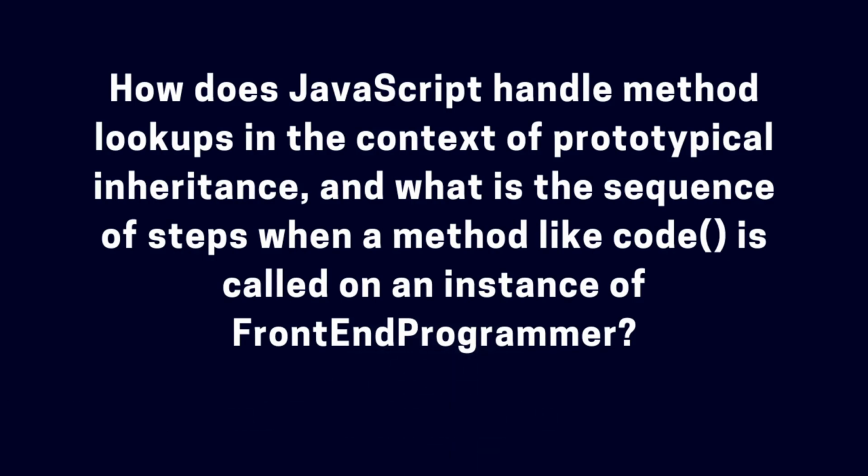When a method like code is called on an instance of front-end programmer, JavaScript follows these steps. The first is checking the instance. JavaScript first looks for the code method directly on the front-end programmer instance. Second, check the prototype. If it doesn't find the code method on the instance, it looks up the prototype chain to the front-end programmer.prototype. Next, it checks the parent prototype. If the code method isn't there, it continues up the chain to programmer.prototype, where it finds and uses the code method defined there. This process ensures that the instance can use methods defined in its own class or any parent class, following the inheritance chain.